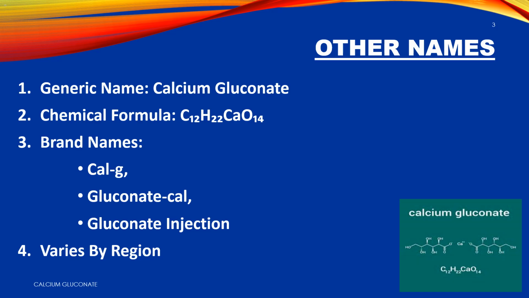Names and formulations. 1. Generic name: calcium gluconate. This is the official name of the medication, which is commonly used in medical settings. 2. Chemical formula: C12H22CaO14. This formula represents the chemical composition of calcium gluconate, indicating the presence of calcium and gluconate ions. 3. Brand names. Cal-G, one of the brand names under which calcium gluconate is marketed.